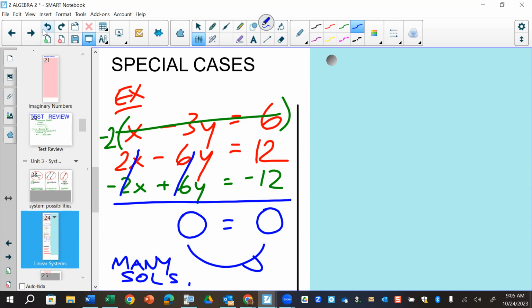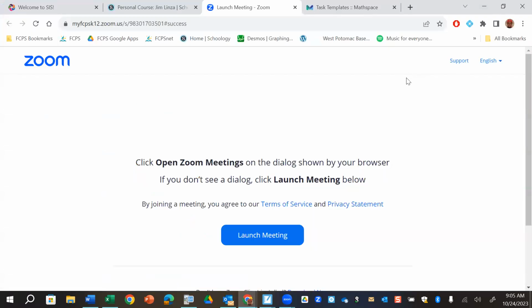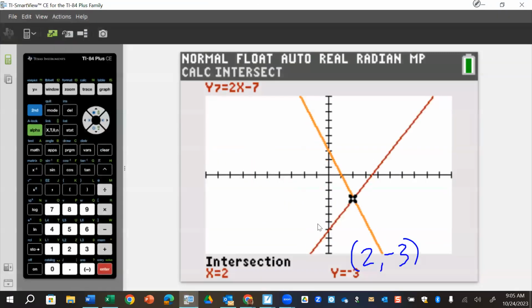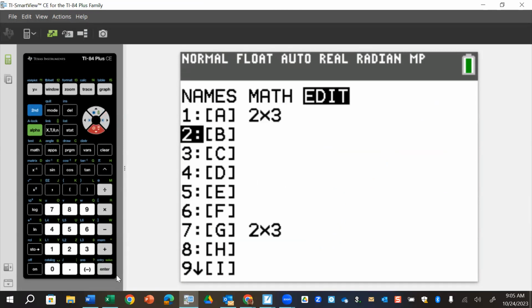Okay. And what would it look like in the matrix? Let's go back and fill in. What do we got here? 1, 3, 6, and 2, 6, 12. So we're going to put that one in and see what many solutions looks like using the matrix. Matrix, edit. I think I'll go with B this time.